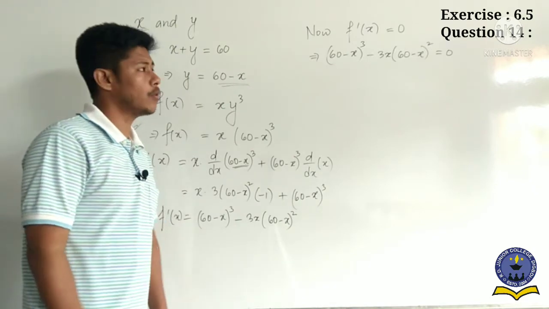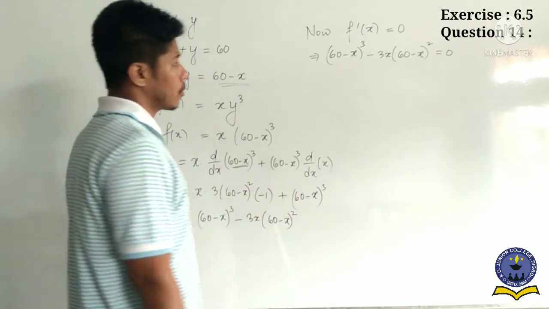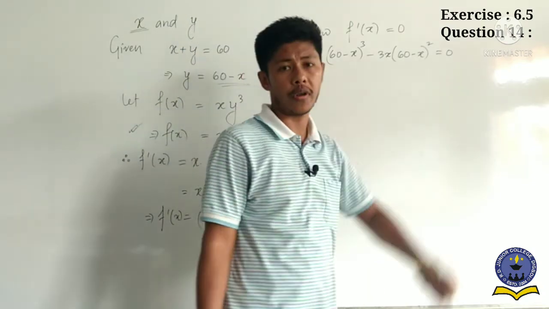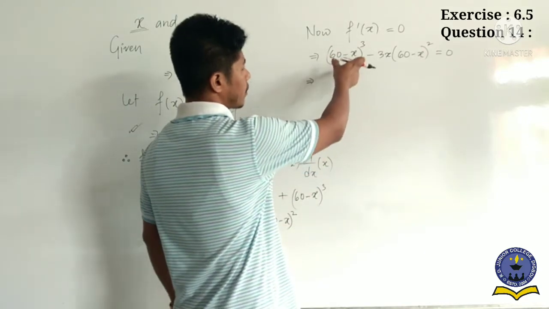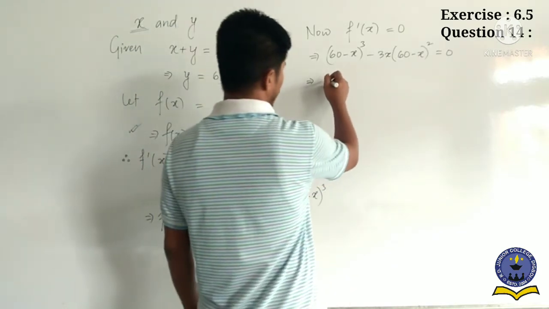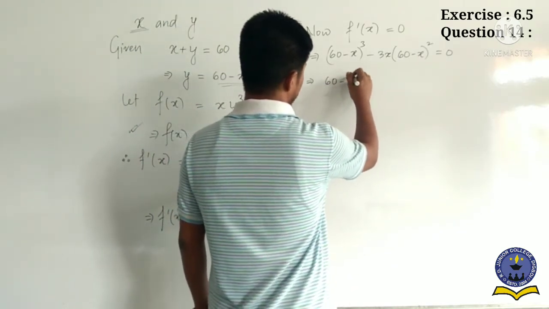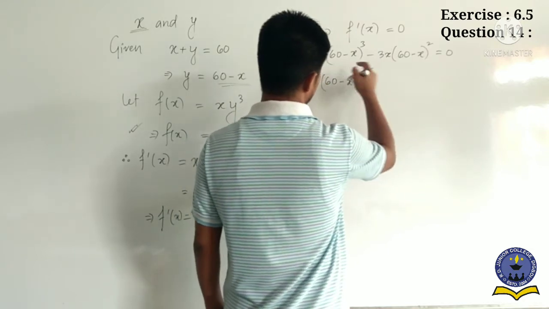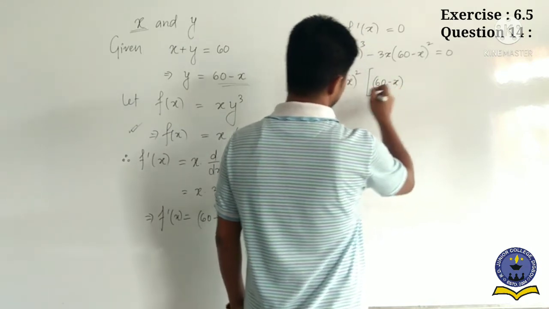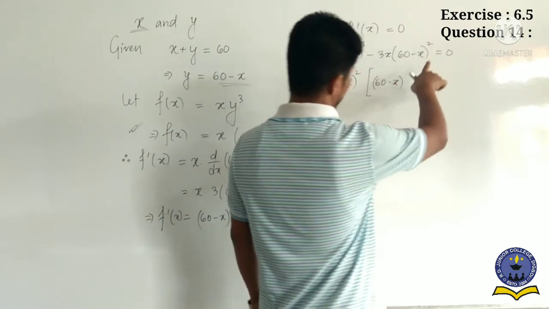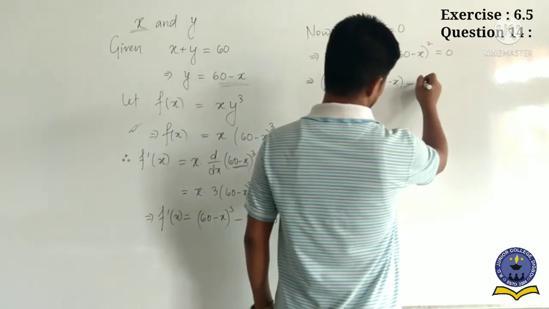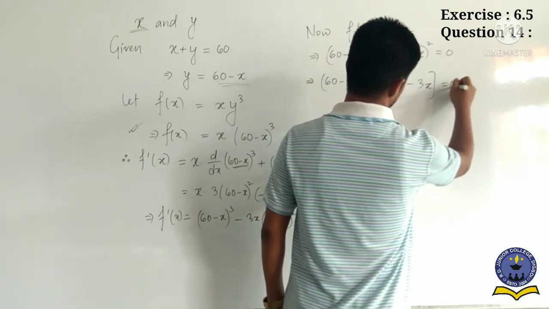And now from here we have to find out the critical point. To find the critical point, first of all, see what is common in both cases. (60 minus x) whole square is common. If we take it common, in the first term, since it is a cube, simply (60 minus x) remains. In the second case, (60 minus x) whole square is already taken common, so what remains here is minus 3x. So we write minus 3x equals 0.